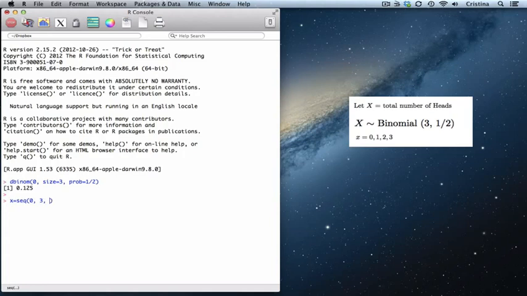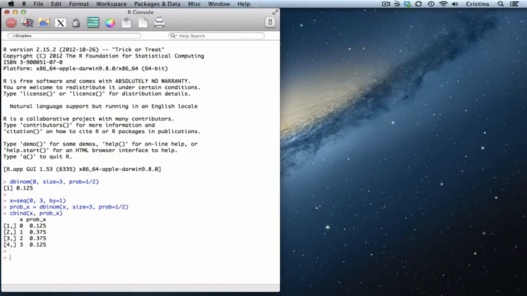To obtain the whole distribution of this binomial random variable, we need every possible value of X and their probabilities. So let x equal a sequence of numbers from 0 to 3, increasing by 1, with the seq command. And let probx equal the probability of x from this binomial 3, 0.5 distribution. We'll combine the results for better viewing, and now we can see the whole distribution with all values of x and their respective probabilities. We can plot x and the probabilities with the plot command to get a better idea of what this distribution looks like.